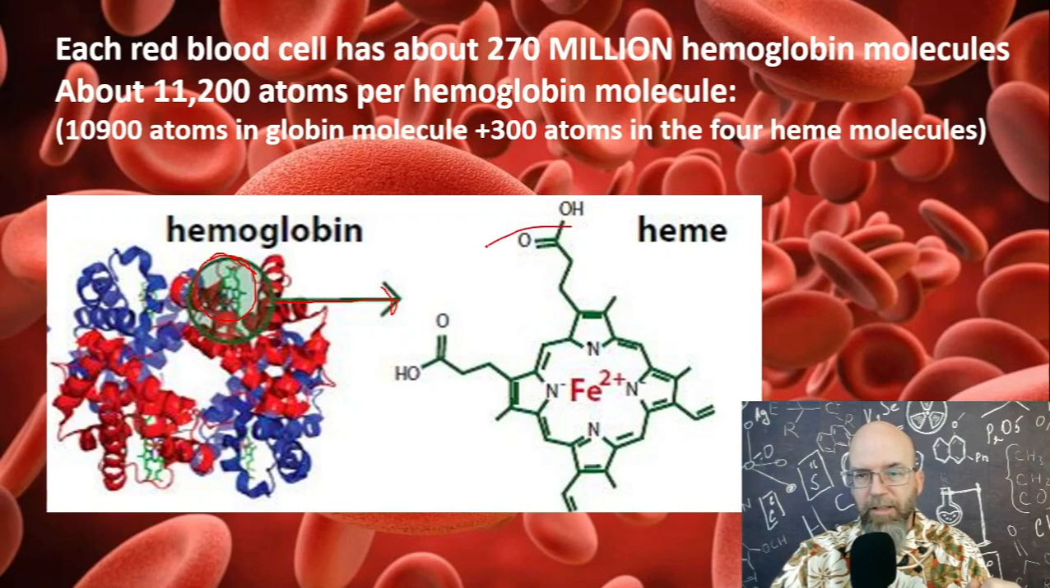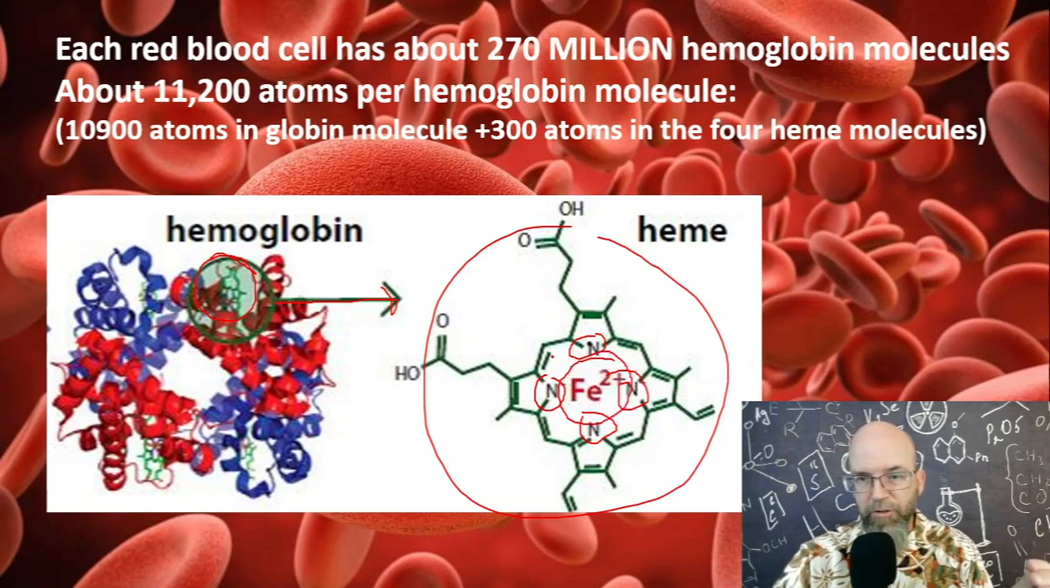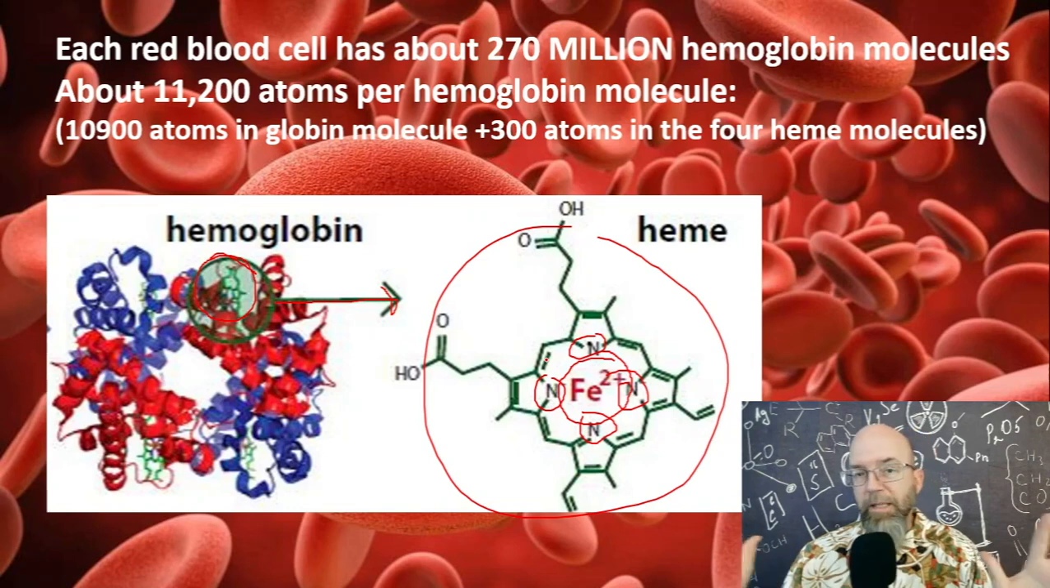And so you have this heme molecule, which itself, if you put the 4 together, is about 300 atoms. Hydrogens, carbons, oxygens, and you'll see here there are 4 nitrogens in the center. And then there's an iron right at the very center of this molecule, and that's what's attracting the oxygen molecule. All right, so you have these 4 units that are embedded in the globin. So you put that all together and you have hemoglobin.